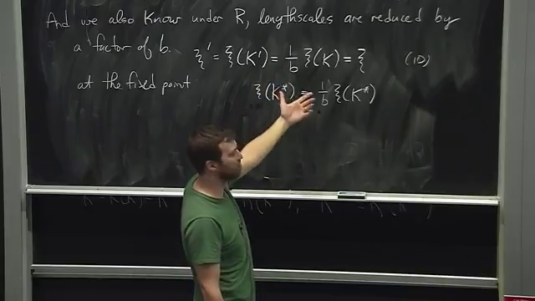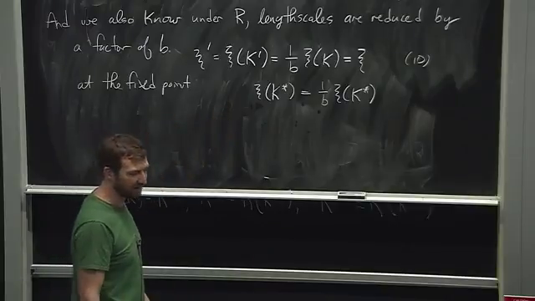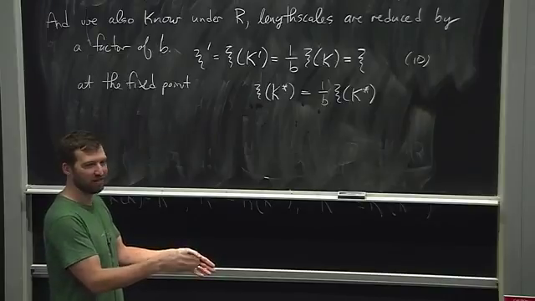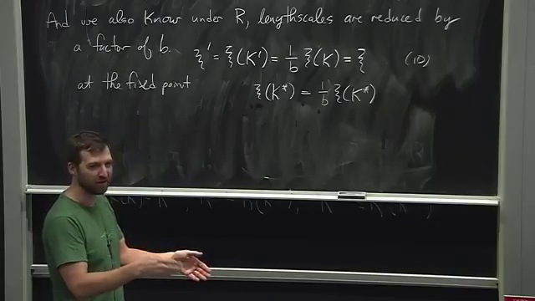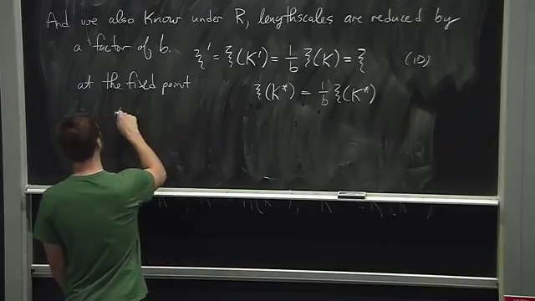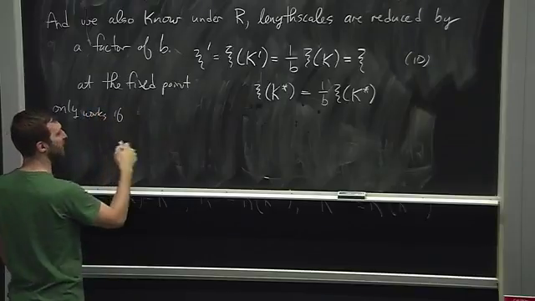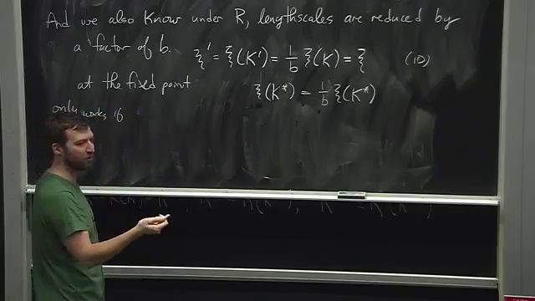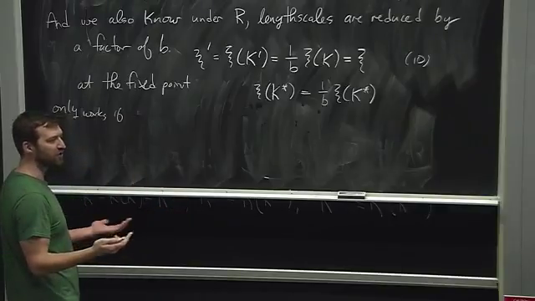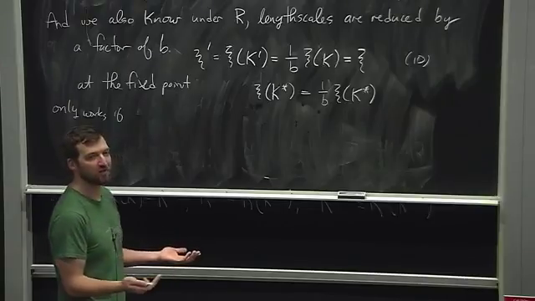I'm just rescaling the length scale. There's a length scale, whatever it is, L prime goes to 1 over B L, L double prime goes to 1 over B L prime. So what I'm trying to get at here is this only works if that correlation length is 0 or infinity. Infinity is what we've been talking about in terms of a diverging correlation length. But it could also be true that the correlation length is 0.